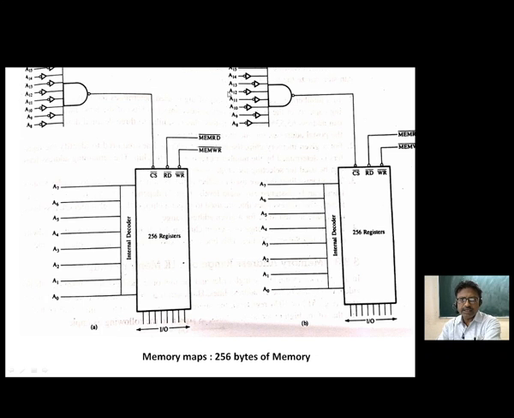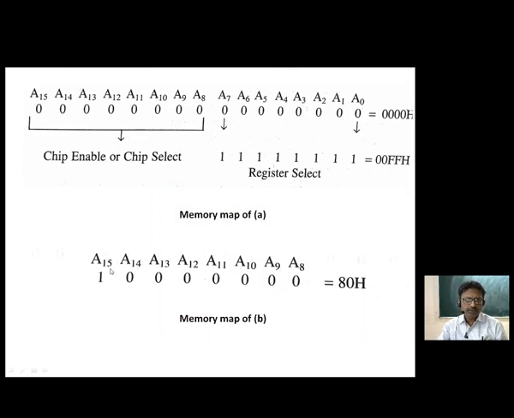Similarly, in the second case, A15 is 1 and the rest are 0, with different combinations of the lower lines. So we have only one change: 10000 will be the chip select or chip enable, and the register select will be from 000 to 111. So the memory map of the second figure will become 8000 to 80FFH.